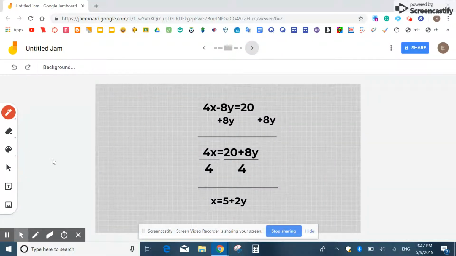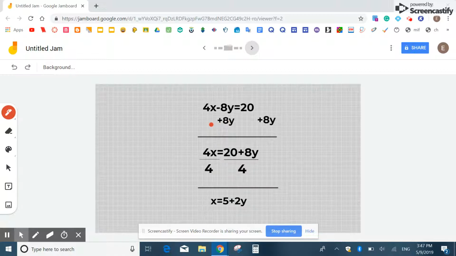So for this question, we have 4x minus 8y equals 20. Now this is an equation where x and y are on both sides. So let's begin. So first we want to solve for x. So that means we need to get it by itself. And we can do this by starting to even out the negative 8 by adding positive 8y to both sides.